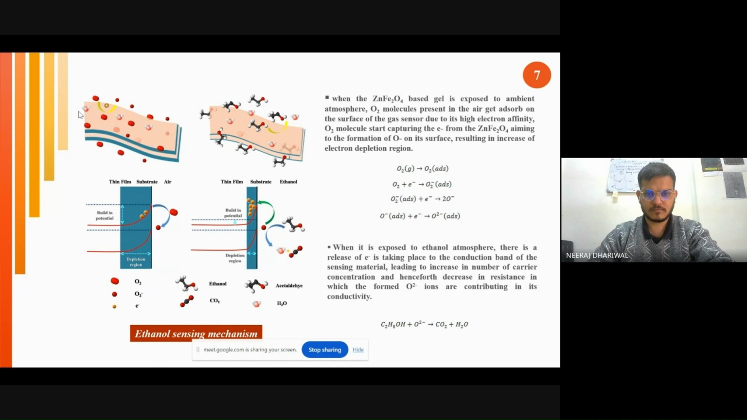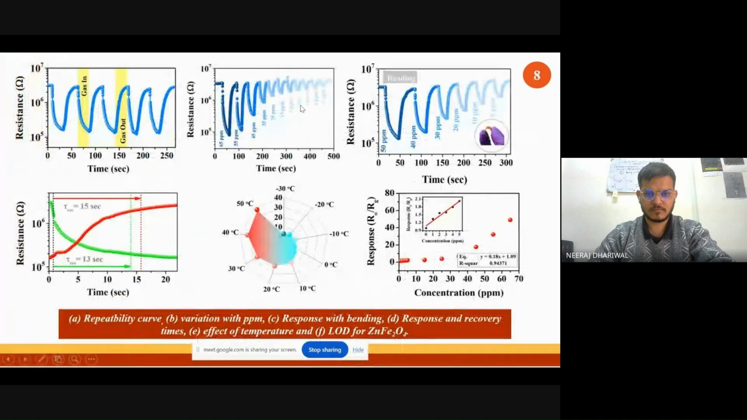While in the case of ethanol, when we insert the sensor into the ethanol atmosphere, the electron is transferred to the material, which obviously will decrease the resistance and the depletion region, so we get a decrease in resistance and increasing current. So we'll get the response. These equations show the similar things which I have said.